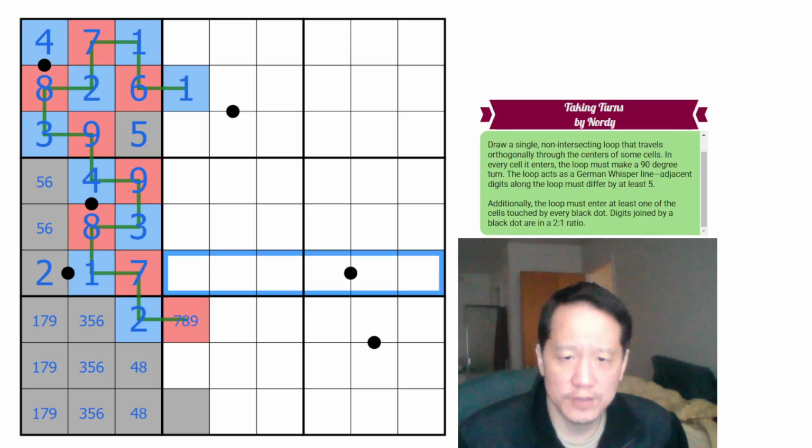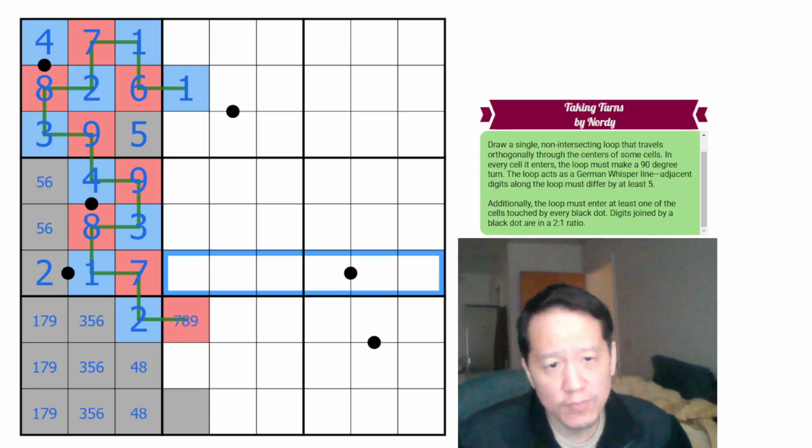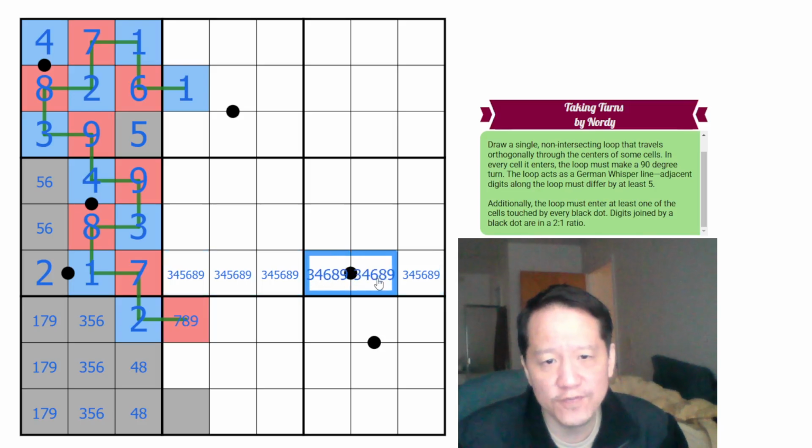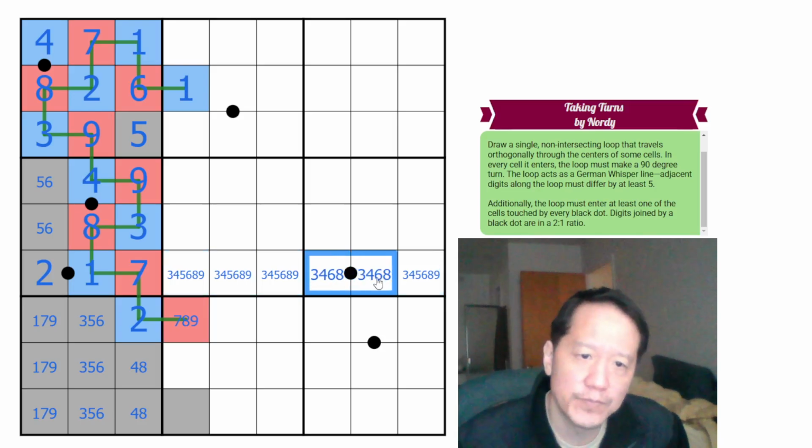The rest of these cells are 3, 4, 5, 6, 8, and 9. Obviously, 5 and 9 cannot be here. Interesting.